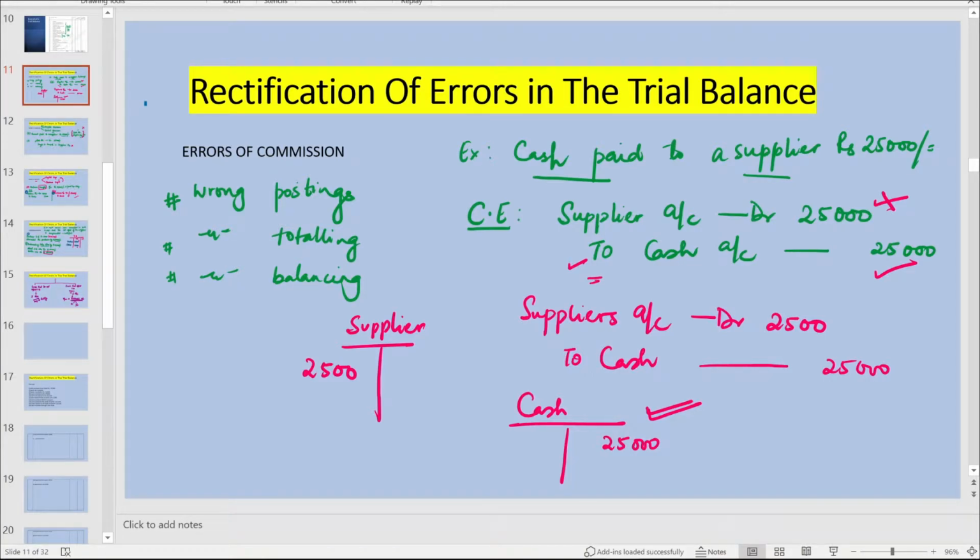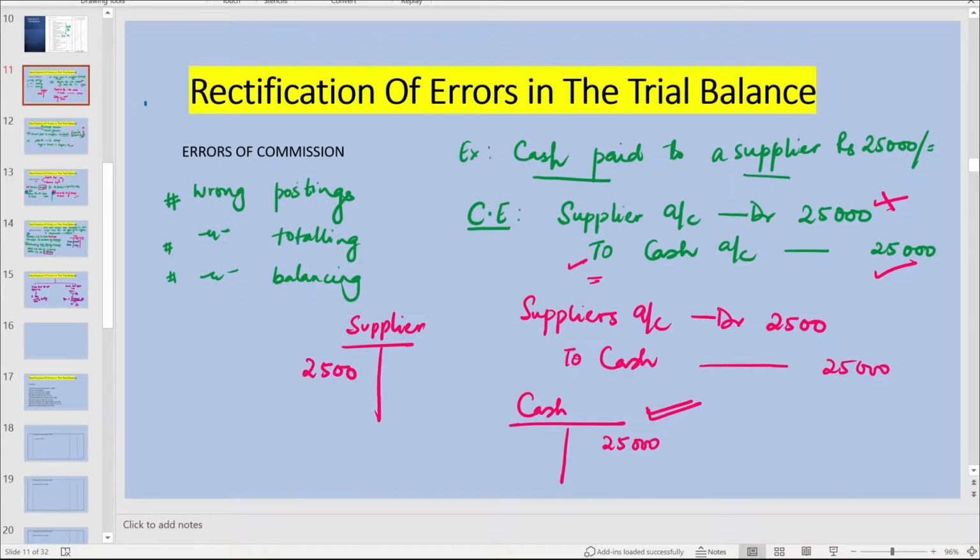In my last video, I had taken up the topic of rectification of errors and I had completed the theory part of it, the types of errors. And in this video, I'm going to take up the practical problems, how these errors are reflecting by way of transactions and how we rectify them. Just to brush up, here is rectification of errors.